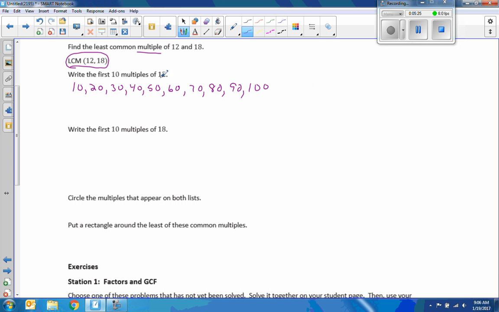Okay, write the first 10 multiples of 12. My apologies. Let me start over. 12 times 2, or 3 I mean, 12 times 3. 12 times 4, 12 times 5, 12 times 6, 12 times 7. So 72 plus 12 is 84. You can also do it that way. Add 12, 96.